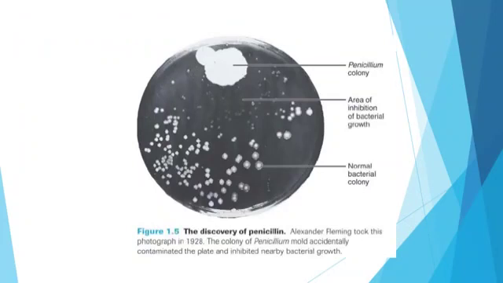Here we have a photograph in this slide that clearly shows the action of Penicillium as an antibiotic. These dots are the bacterial colonies. But this area is free from any bacterial colony. And here we have a Penicillium colony. So it means that this Penicillium restricted the growth of the bacterial colonies. Penicillium must have some type of antibiotic that restricted their growth.